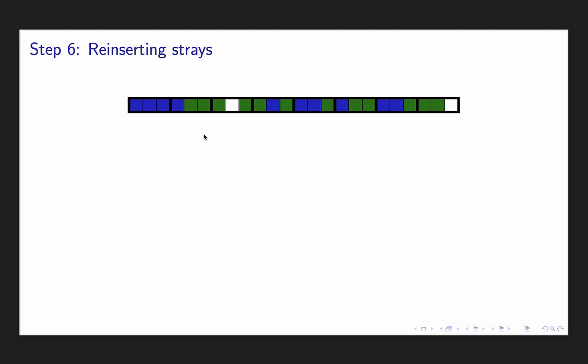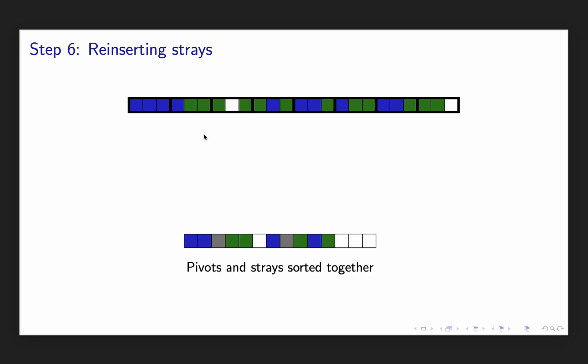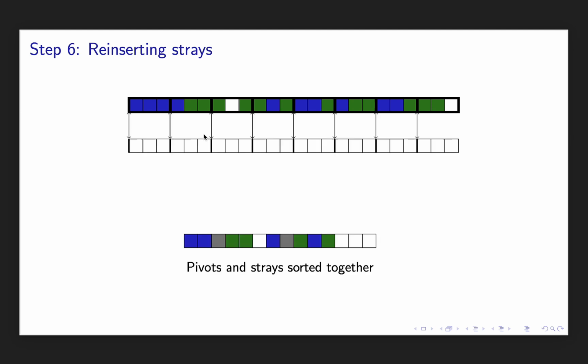Next, we have to actually reinsert the strays into this list. So we have this list with these white gaps where we removed strays, and we have the list of pivots and strays sorted together. We're going to create a bunch of empty spots that immediately follow each of the pivots. We can think of these white boxes as empty slots that are going to be inserted right after each pivot. We insert the same number of slots after each pivot because we need to insert the same number for data obliviousness. The next step will be to actually put the strays in the correct slots.